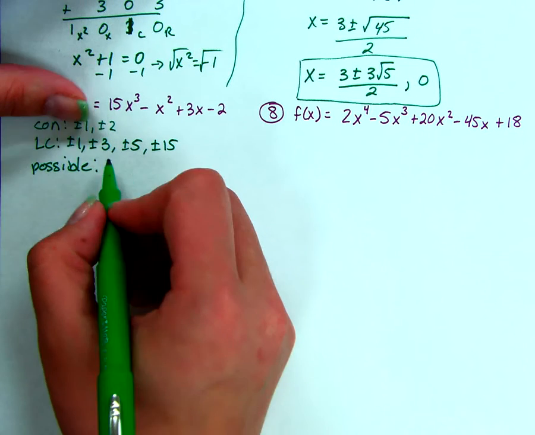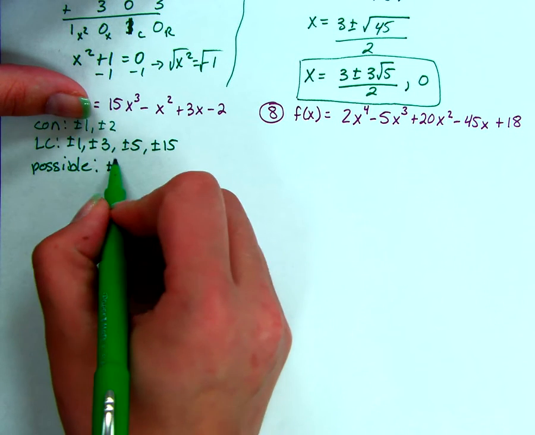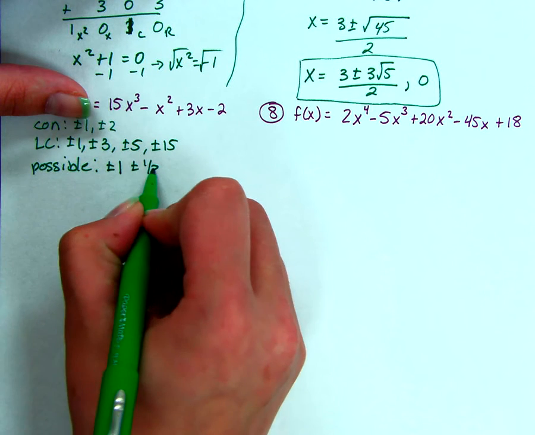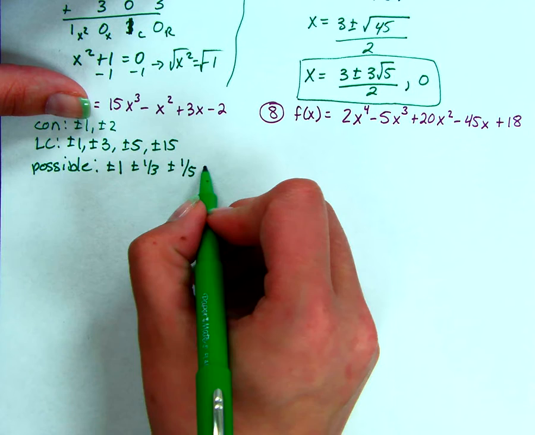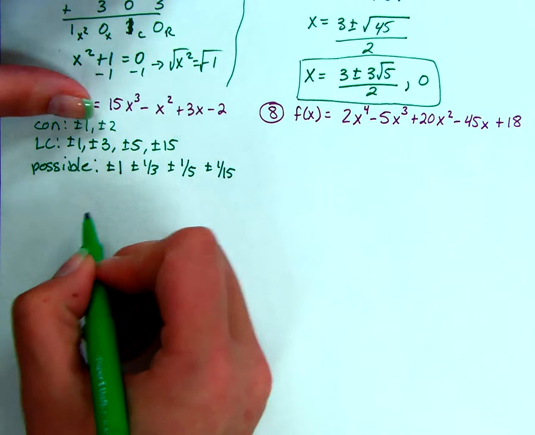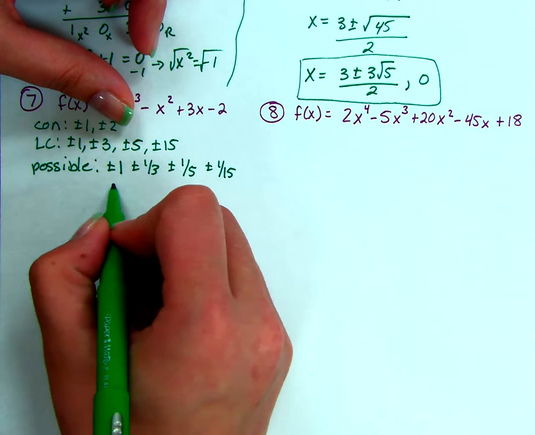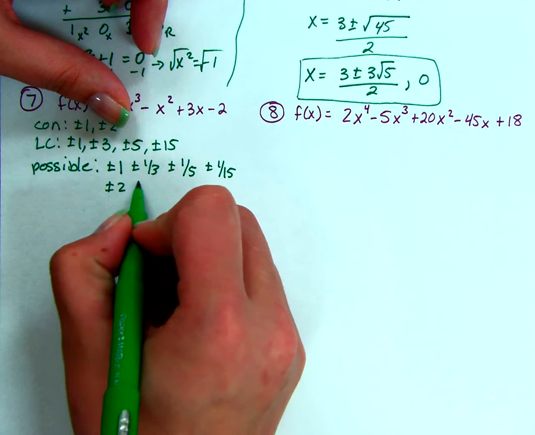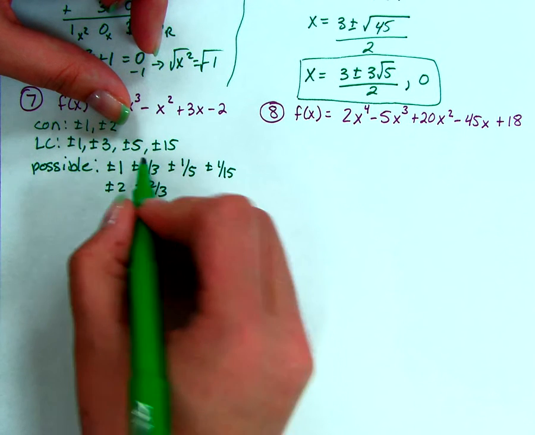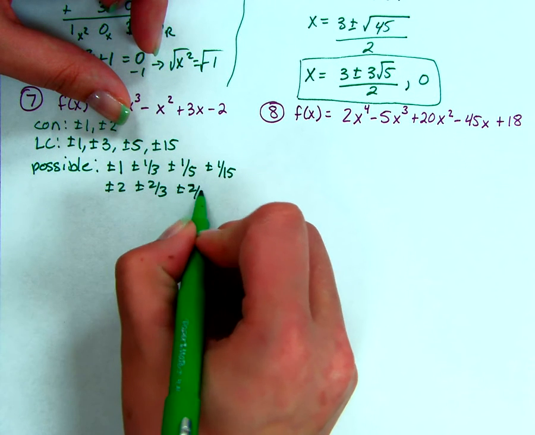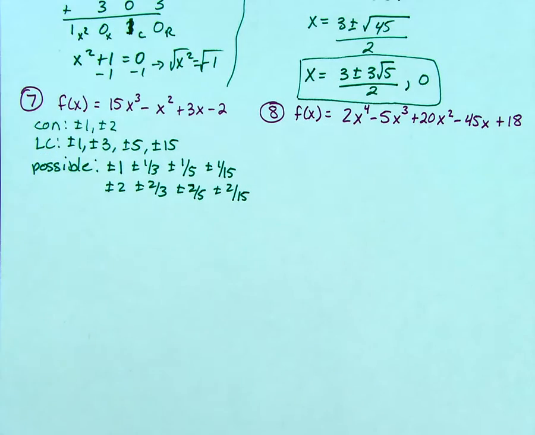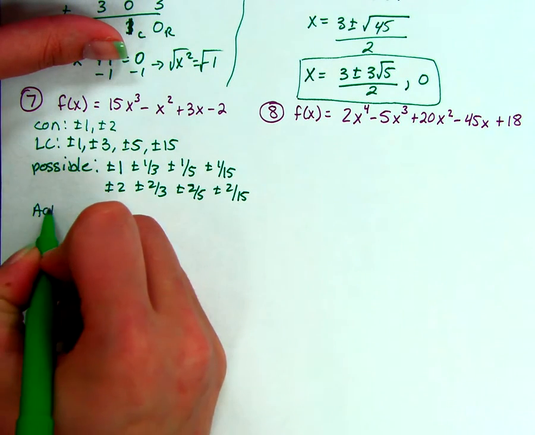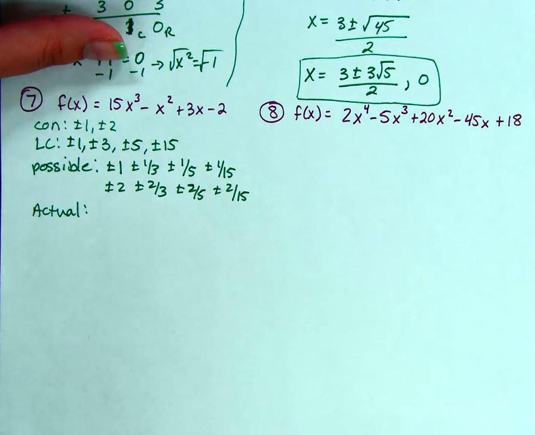So let's see, that will be 1 divided by 1, so 1. 1 divided by 3 is 1/3. 1 divided by 5 is 1/5. 1 divided by 15 is 1/15. And then 2 divided by 1 is 2. 2 divided by 3 is 2/3. 2 divided by 5 is 2/5. And 2 divided by 15 is 2/15. So again, now that we have our list of possibilities to find any of the actual rational answers, we are using our calculator.